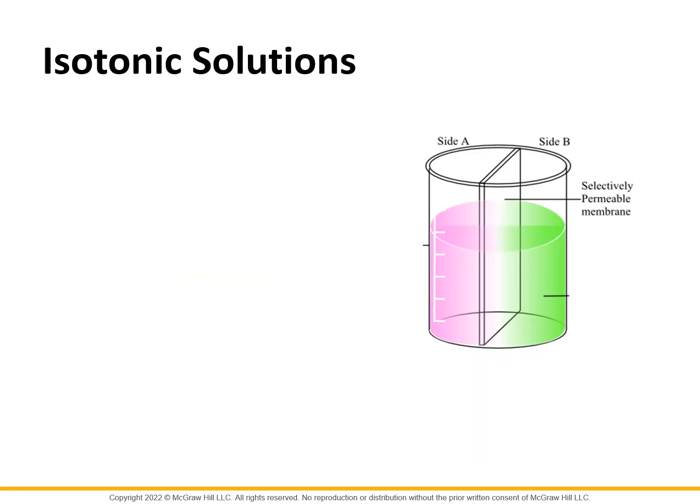Now I want to go through these three terms step by step. And the first important thing to remember is that you are comparing two solutions to each other. So two solutions. And in this diagram, you have a solution on side A and you have a solution on side B, and they are separated by a semi-permeable membrane. So solution A and solution B.